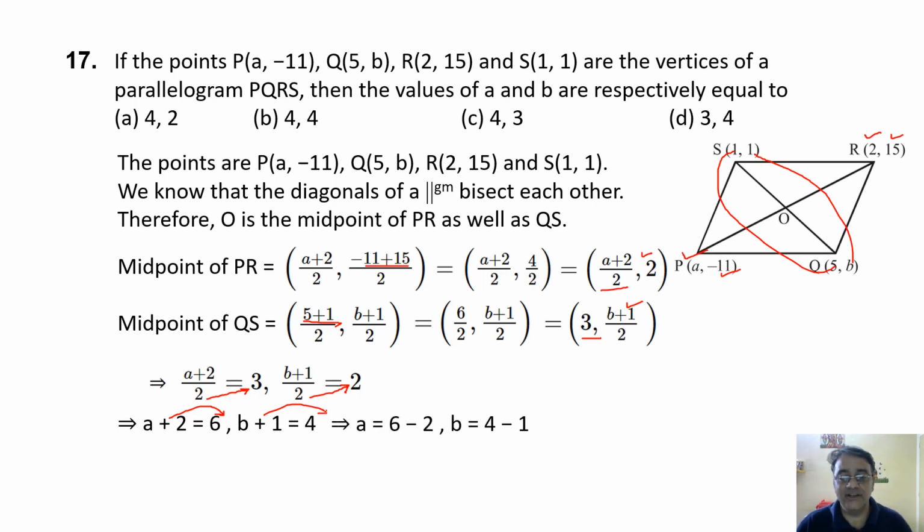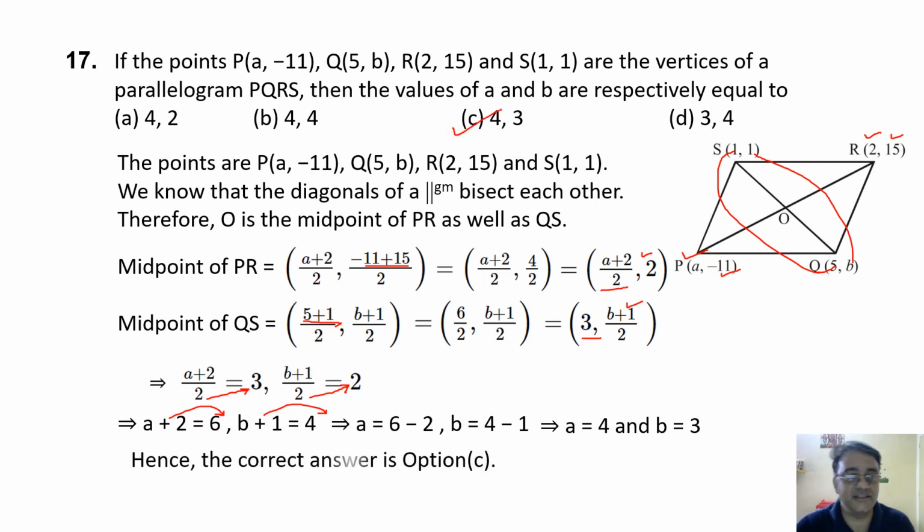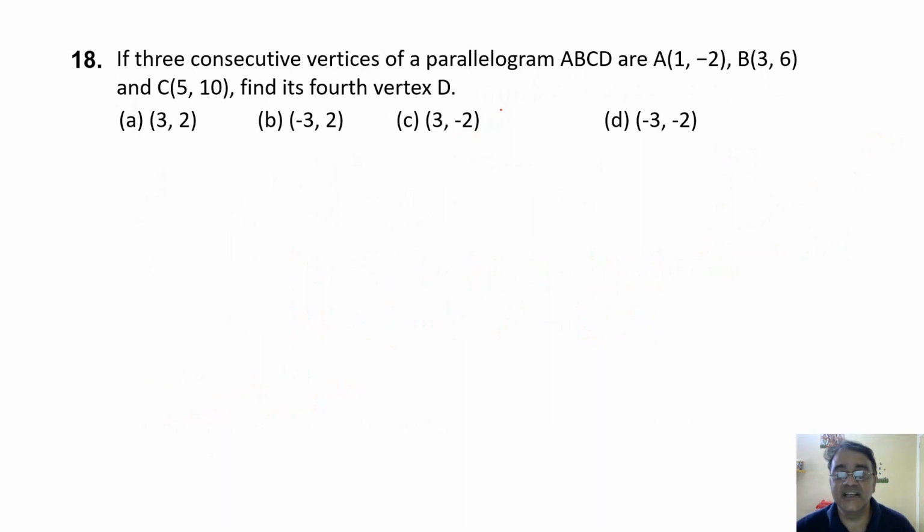So what is the value of a? 4. b? 3. So correct option? Option C. Option C, right. So option C is the correct answer. So now we are moving toward question number 18. If 3 consecutive vertices of a parallelogram ABCD are A (1, -2), B (3, 6) and C (5, 10), find its fourth vertex D.